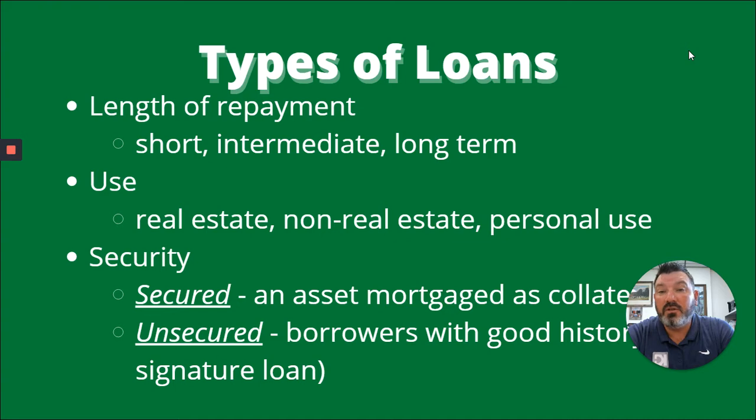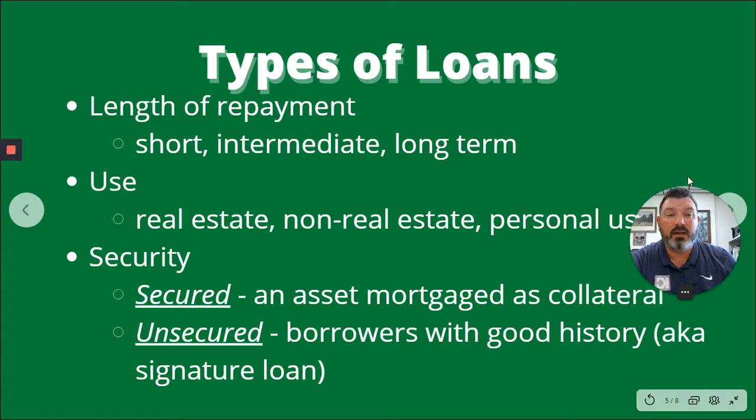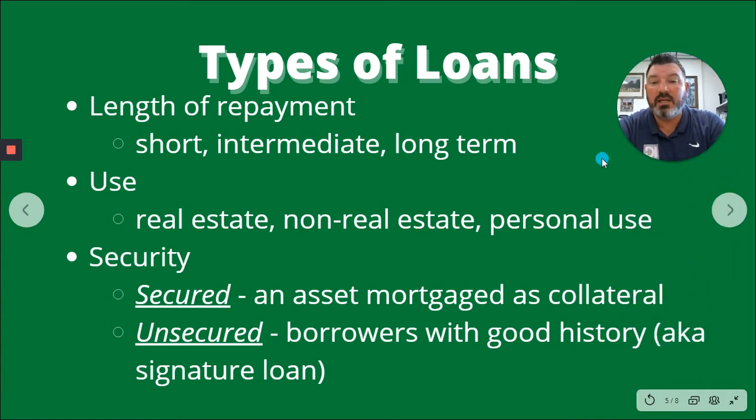You can also look at uses of loans, whether it's real estate, non-real estate, or personal use loans. But generally speaking, lots of loans come with security. And this is primarily for the lender to have some kind of assurance that they can recover the loan value. So a secured loan is an asset. You're going to have an asset or some bundle of assets utilized as collateral. And an unsecured loan is maybe you're a borrower with exceedingly good history of repayment with that lender. And we call that a signature loan.